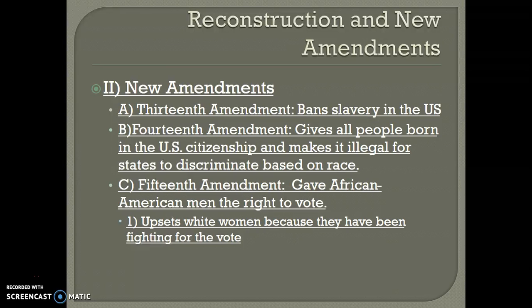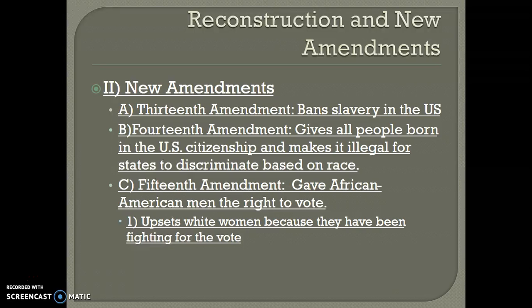And the other one, to be a natural born citizen, is the law of the land, which is through the 14th Amendment. The 14th Amendment also makes it illegal for states to actually discriminate based on one's ethnicity or race. So this is why it's illegal to kick people out just because of their race, their ethnicity, or actually who they are. They also push through the 15th Amendment, which gives African American men the right to vote.